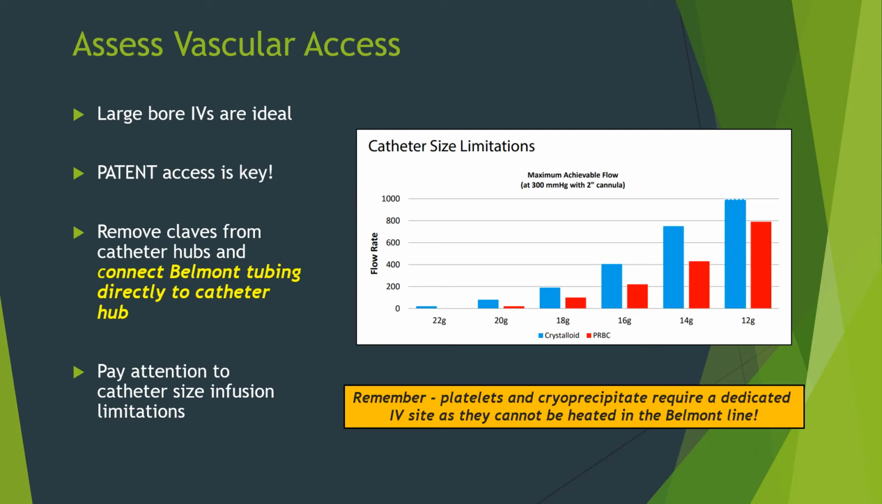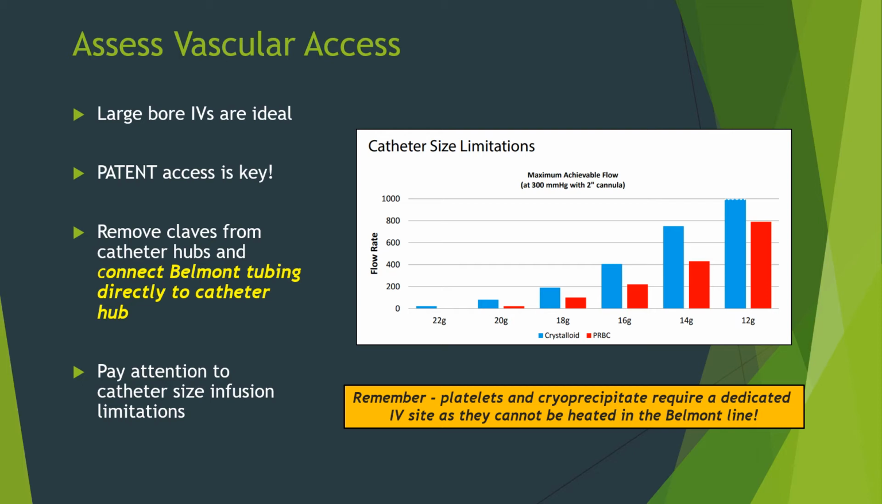As soon as an MTP has been initiated, it's important to assess the vascular access status of your patient. Although large bore IVs are ideal, the most important thing is that you assess each vascular access for patency. So large bores is excellent, but patent access is the most important thing. You can do MTP through a smaller bore IV, you just have to pay attention to the flow rates and the limitations that smaller catheters have with flow rates.